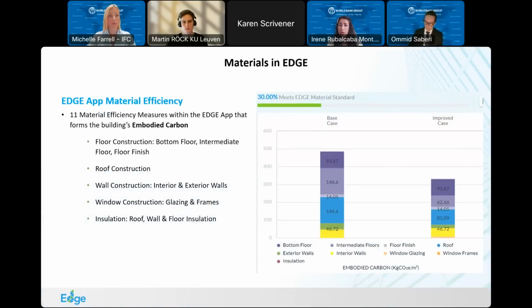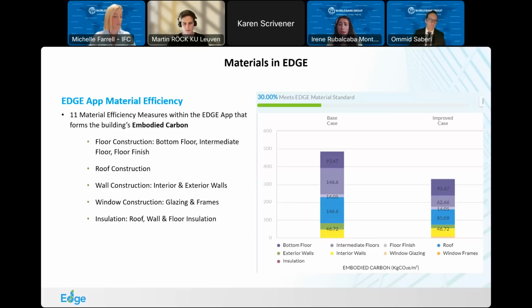For those attendees that are not that familiar with EDGE, in our tool, we look at 11 material efficiency measures that form the building embodied energy and embodied carbon. So we assess the floor construction, also intermediate floor finishing, roof, wall construction, interior and exterior walls, windows, including glazing and frames, and finally insulation of roof, wall, and floor.